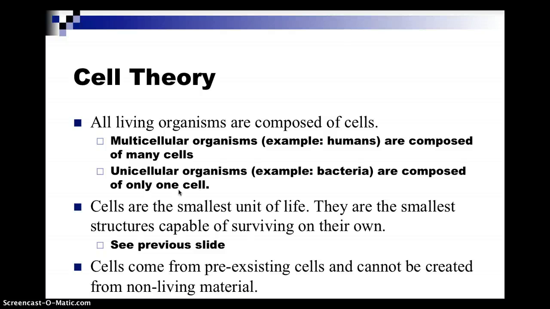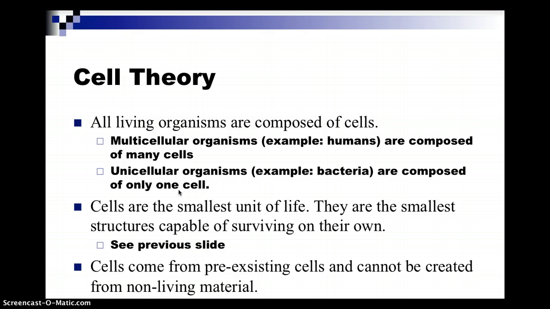The first is that all living organisms are composed of cells, and there are some examples here for you. The second is that the smallest unit of life is a cell. So if you break open a cell and look at the parts of a cell, even though there are some subcellular structures in there that are smaller than cells, none of those can answer yes to all of the questions on the previous slide. And then the final tenet of cell theory is that all cells come from pre-existing cells and can't be made from non-living material.